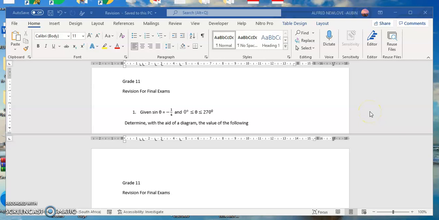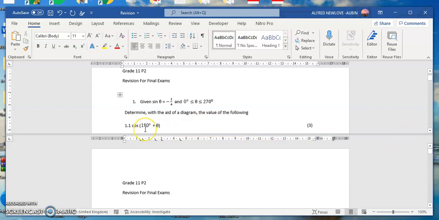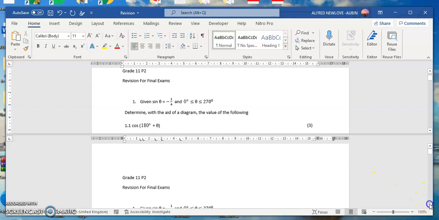This is final preparation for our final exams, paper 2. I want us to go through and revise this question on trigonometry. Given that sin theta is equal to negative 1 over 4 and theta ranges from 0 degrees to 270 degrees, determine with the aid of a diagram the value of the following. I just want to bring one, which is cos(180 plus theta). How do we go about this question?